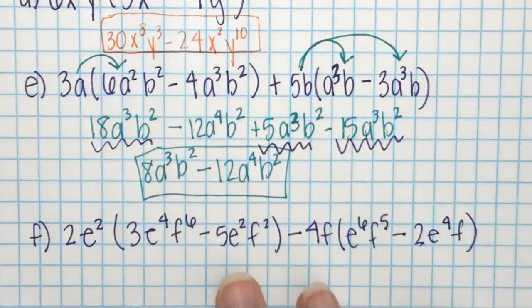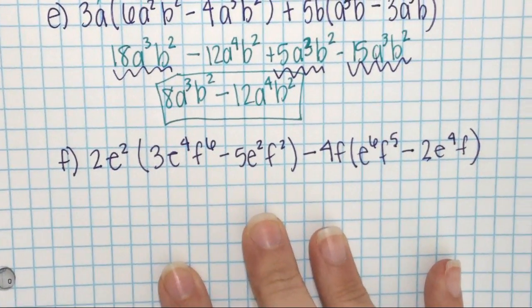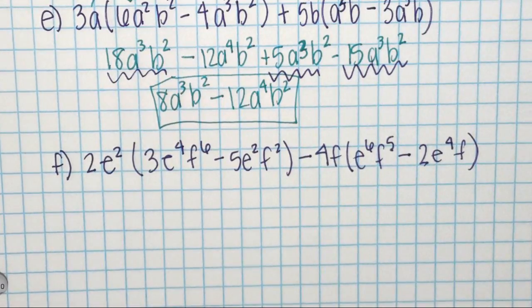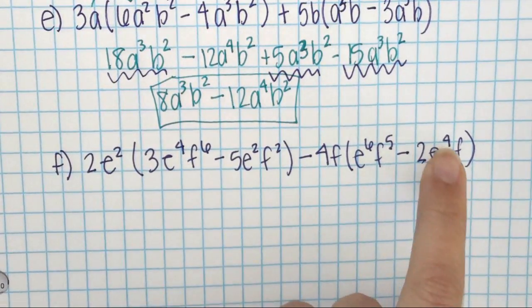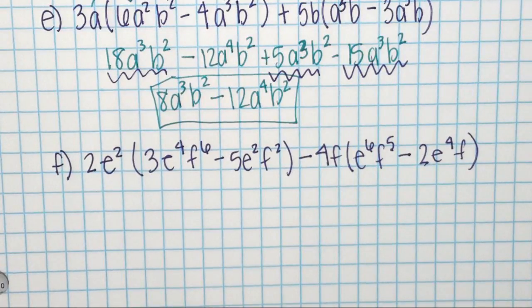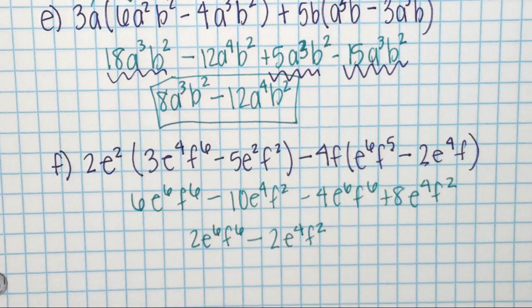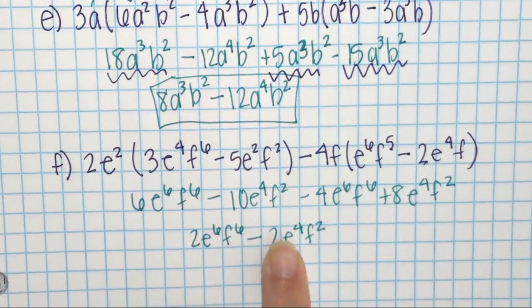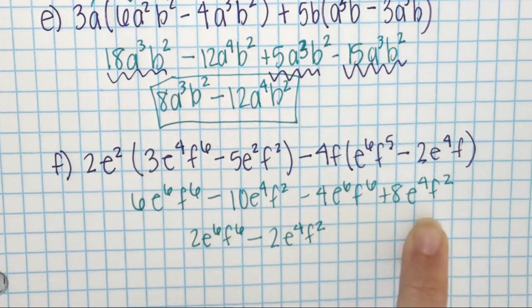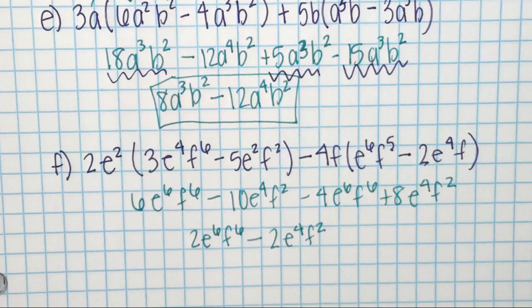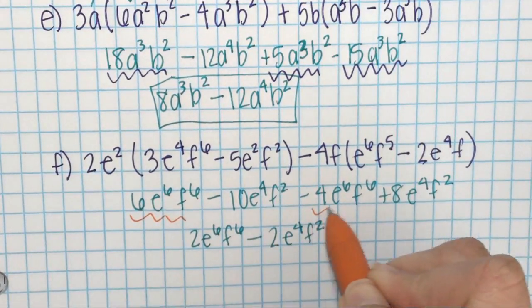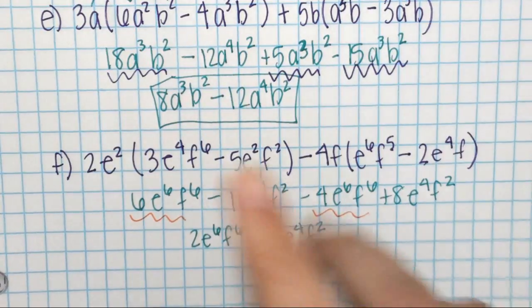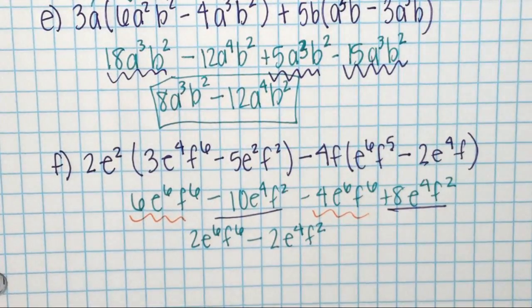All right, work out this one, please. 2e to the 6th f to the 6th minus 2e to the 4th f squared. How did you get the second part? Negative 10 plus 8. So these two go together. Okay, understood. And I didn't mess this one up. I'm super proud of myself.